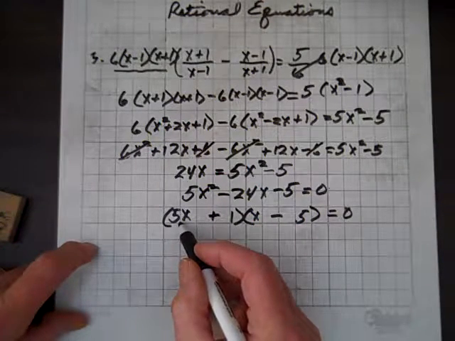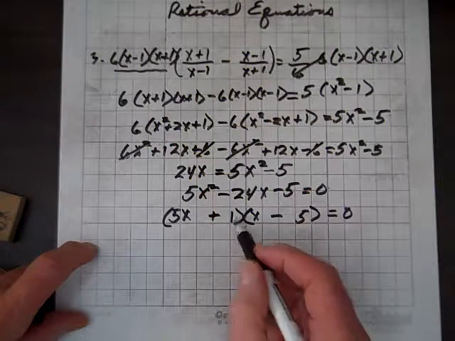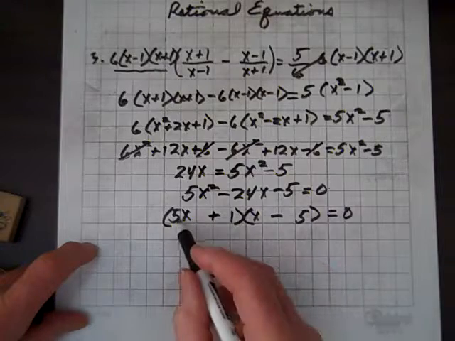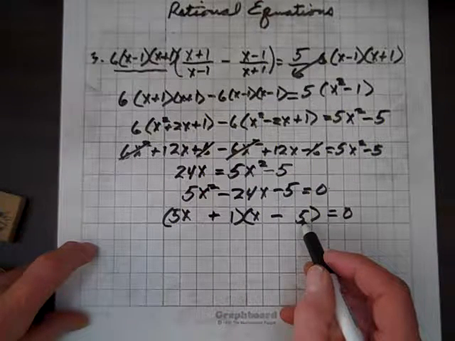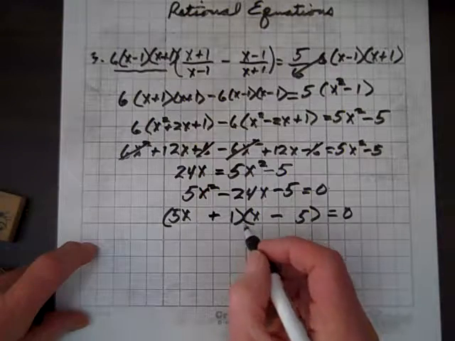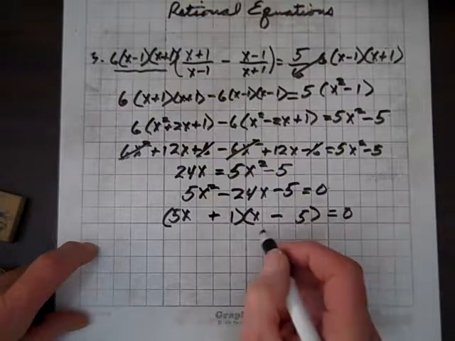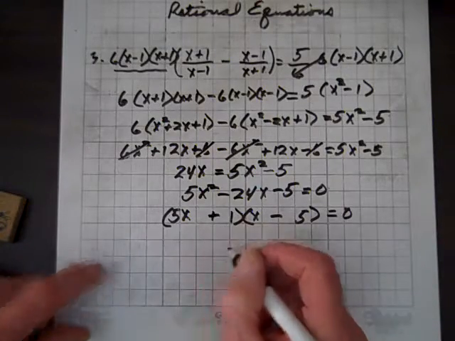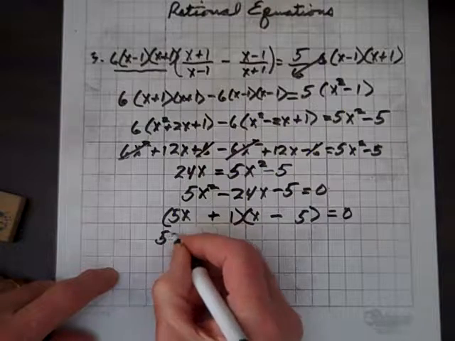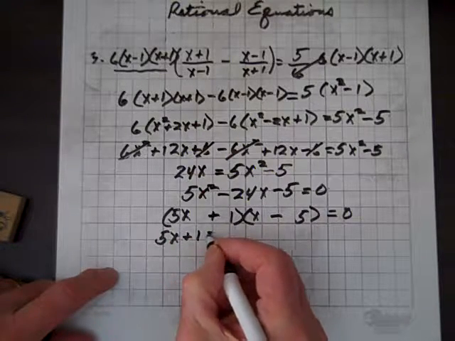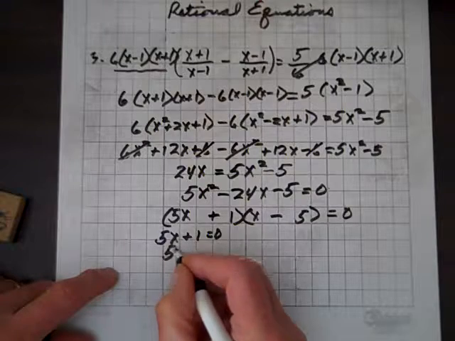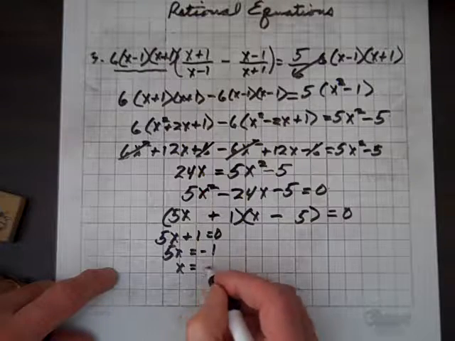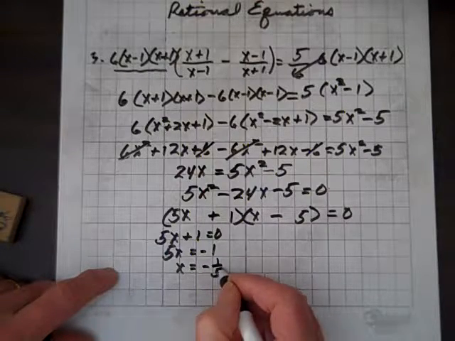So look at this. 5x times x is 5x squared. 1 times negative 5 is negative 5. 1x is x. 5x times negative 5 is negative 25x. And the difference of x and 25x is 24x, and that's a negative. So now the solutions are, well, 5x plus 1 equals 0. So 5x equals negative 1, or x equals negative 1/5.